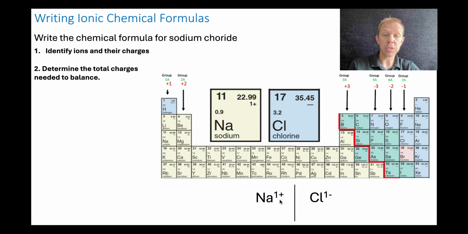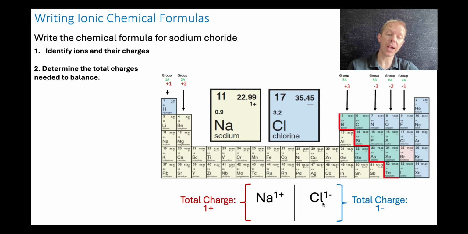So what we want to do is make sure that the electrical charges add up to 0. In this case, we're lucky. Sodium has an ion charge of 1 plus, and chloride ion has a charge of 1 minus. So positive 1 plus negative 1 is equal to 0.